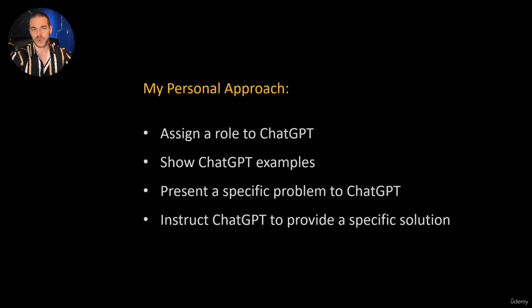My personal approach for that works like this. I assign a role to ChatGPT, for example, expert for AI image creation and Stable Diffusion. Afterwards, I show ChatGPT some examples. Then I present a specific problem to ChatGPT, and afterwards I instruct ChatGPT to provide a specific solution. All right, and now we will see how this works in practice.